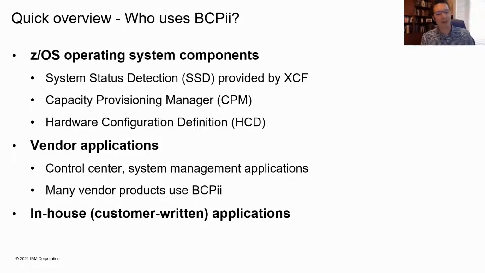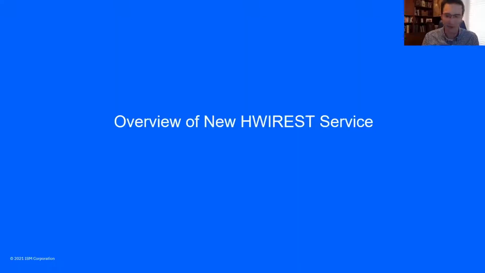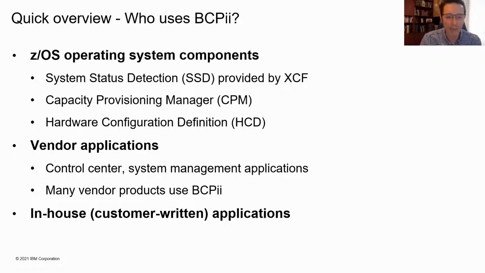Then we also have vendor applications, and there's a lot of control center system management applications that use this. I'm thinking of a lot of the big vendors that have hardware automation frameworks that under the covers use BCPii, as well as many system management applications that help you, for example, reduce the cost of your systems by changing the defined capacity on different systems based on specified criteria. The bottom line is that there are many applications that use BCPii.